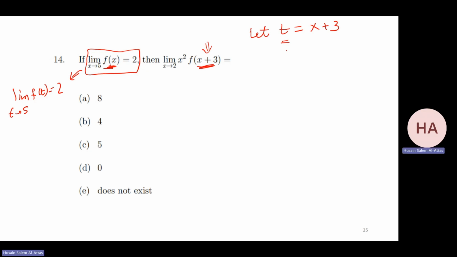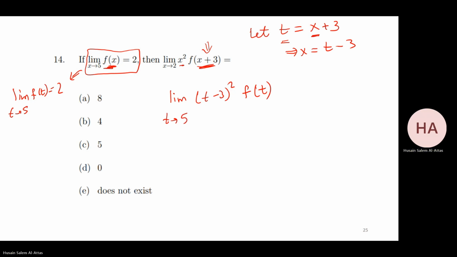If t equals x plus 3, it means x equals t minus 3. Now put everything here. This one will be limit x will be t minus 3 squared, f of x plus 3, which is f of t. Now, if x goes to 2, t goes to what? If x goes to 2, 2 plus 3, so t goes to 5.